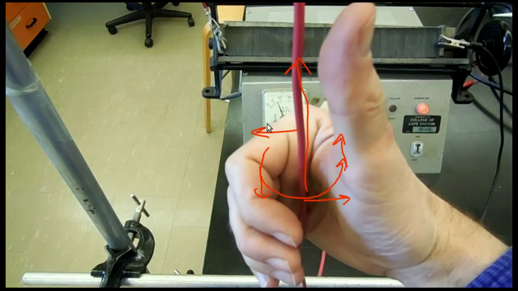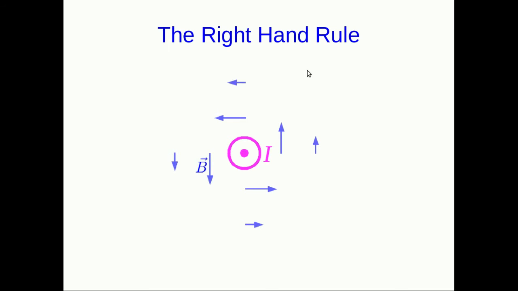So, getting used to the way we draw this, here I've drawn the current coming out of the page at us, right? The dot with the circle around it. And if you hold up your right hand with your thumb pointing out of the page like that current and curl your fingers, then they're going to curl around in the direction that this magnetic field is pointing.